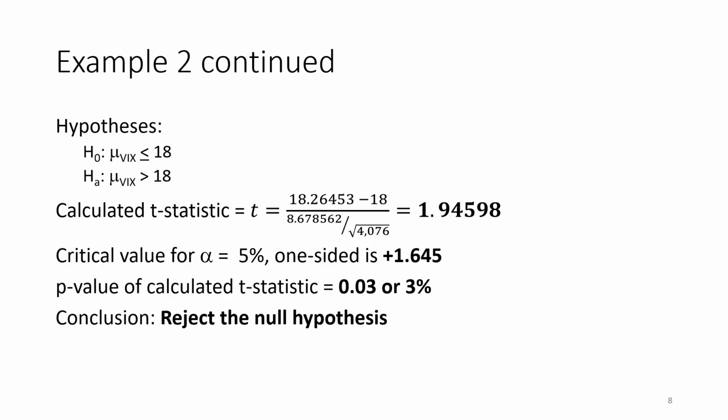The p-value, if we want to calculate that using Excel or a calculator, is 3%. So what we conclude is we reject the null hypothesis. So what we're saying is, very casually, we say that the VIX is greater than 18. We can't say that definitively, but we can say that it's not less than or equal to.